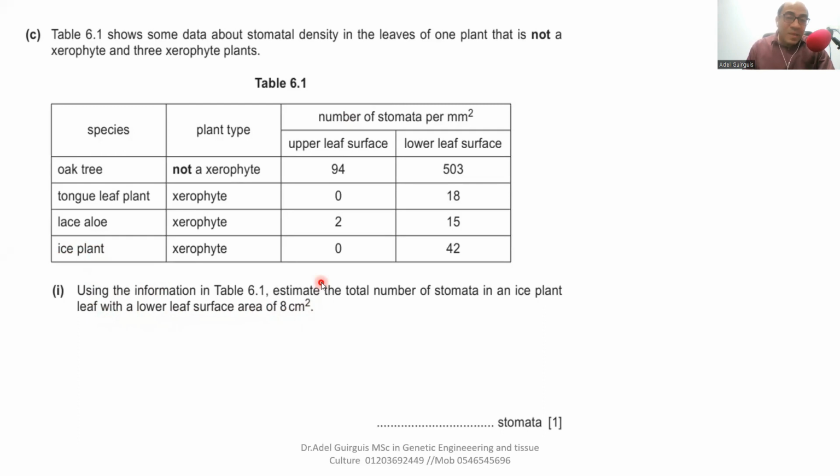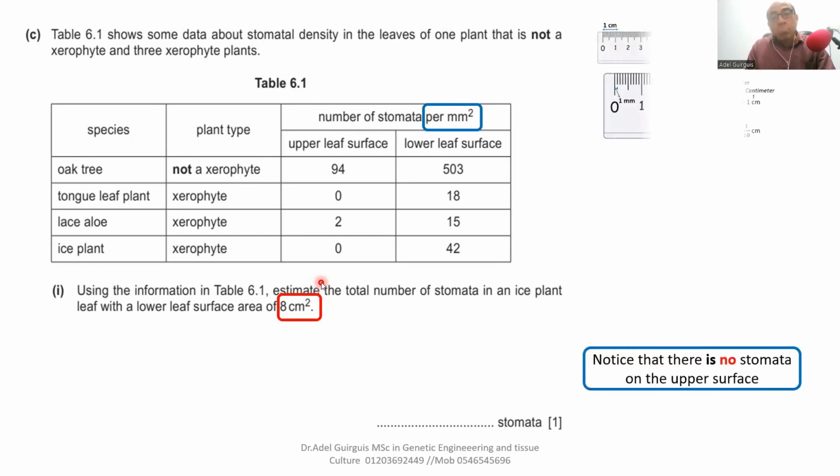Let's start. As you know before, here is the number of stomata per surface area. Surface area means squared units. Squared units means squared millimeter, square centimeter, squared kilometer, whatever, but it must be squared. Two-dimensional means squared units. For this problem, you ask about the total number of stomata found in 8 squared centimeters.